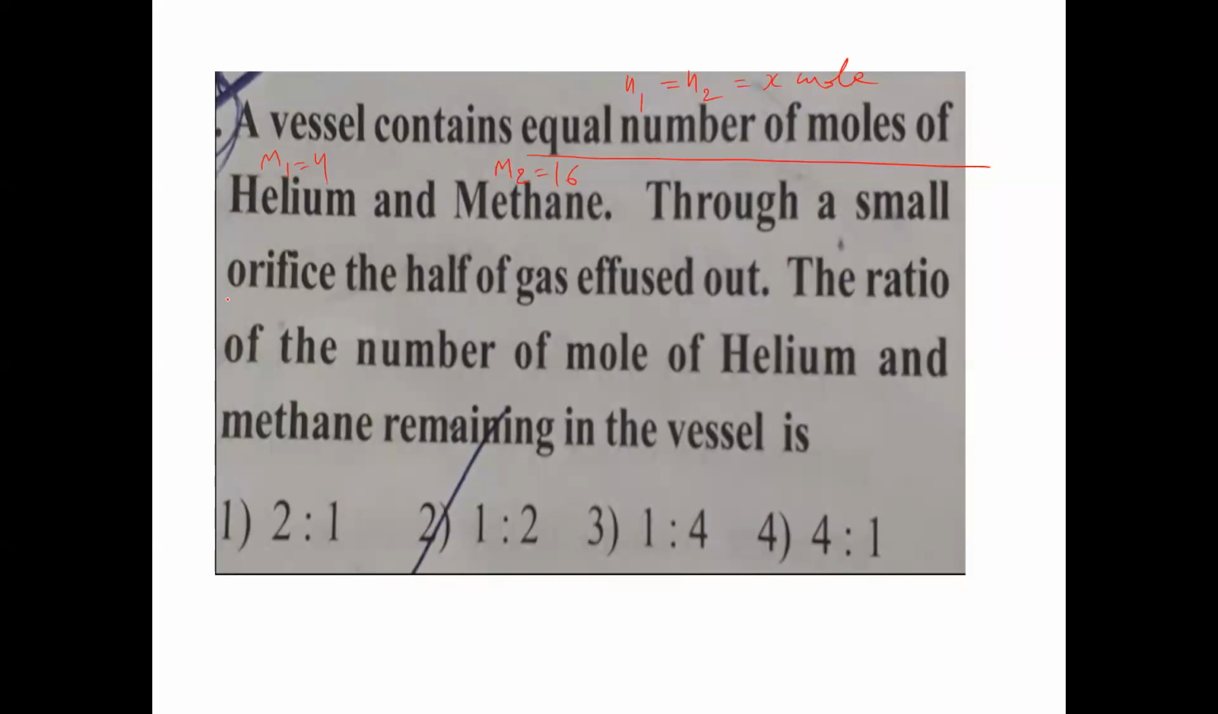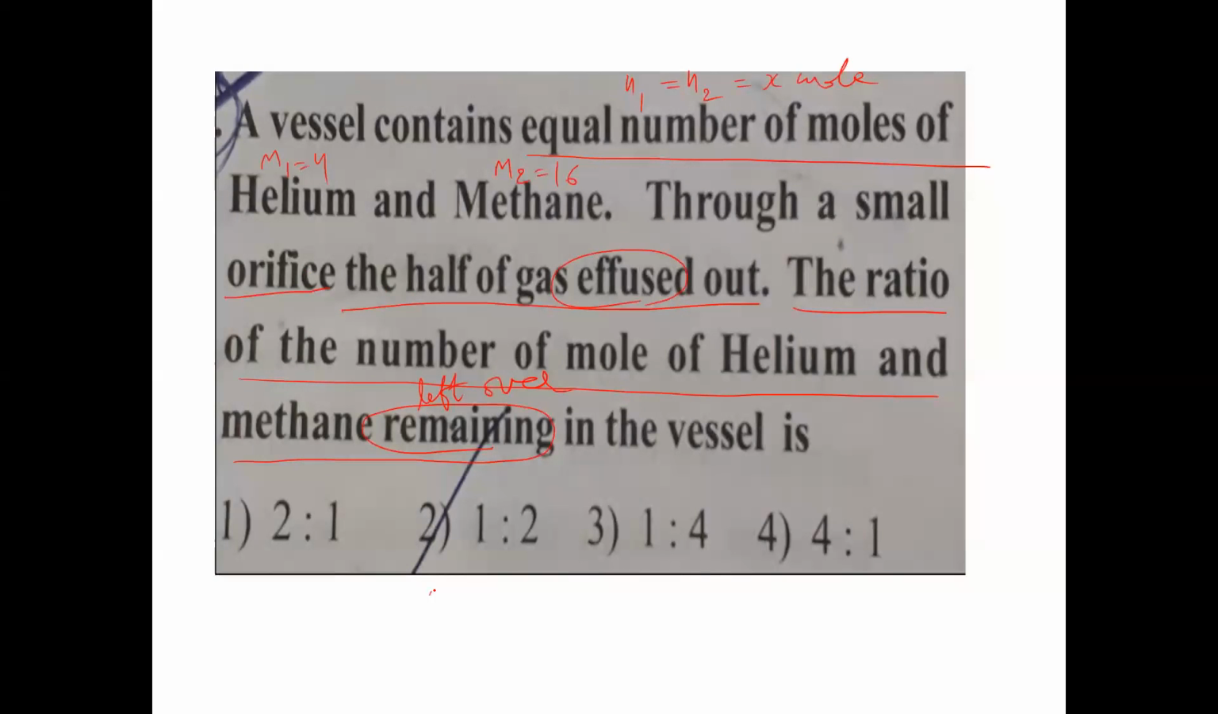Through a small orifice. Orifice means what? Small hole, small pore, P-O-R-E, pore, small hole. Half of the gas effused out. Effused out means diffused out. It has gone outside of the vessel. The ratio of the number of moles of helium and methane remaining in the vessel. Remaining means leftover. How much helium is left over and how much methane is left over, we have to understand.